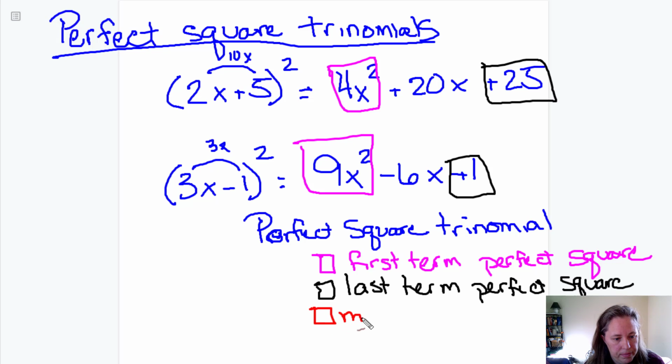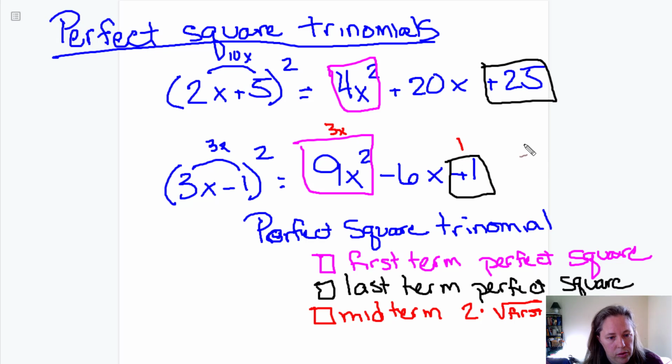The middle term has to be 2 times the square root of the first times the square root of the last. Okay, so the square root of 9x squared is 3x. The square root of 1 is 1. So we have 1 times 3x, which is 3x. And we have 2 of those. That's why it's times 2.